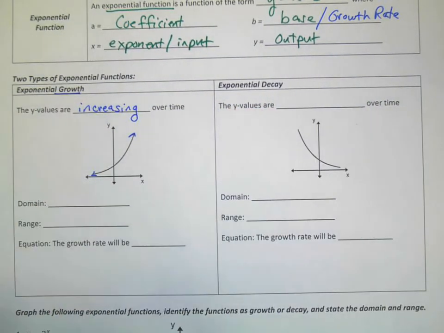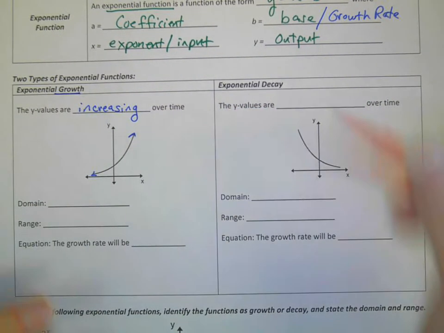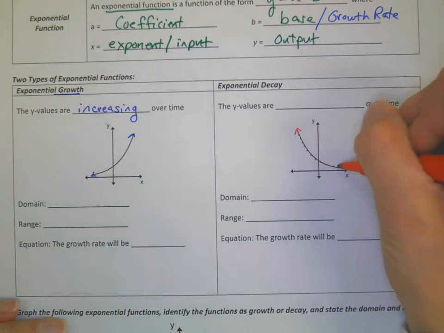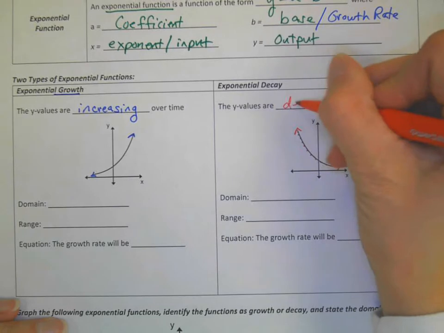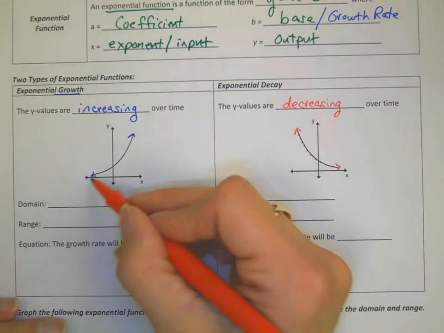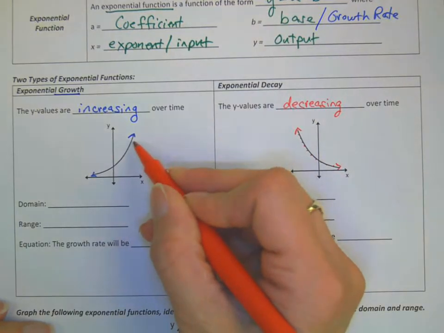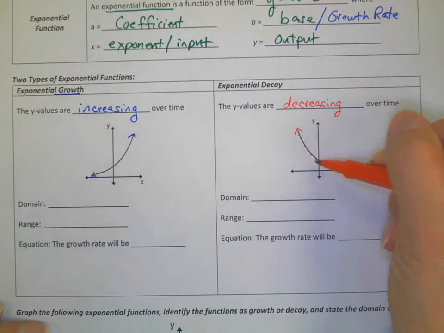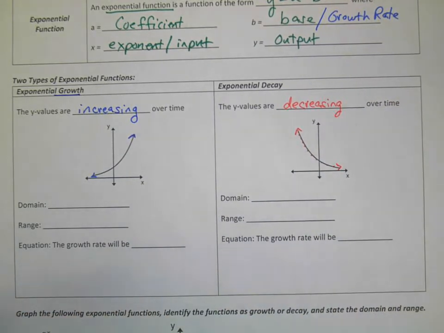over time. And I'll use a red pen for this side. Over here, for exponential decay, I notice the graph going like this. The y values are decreasing. So you could have something increasing, like when you put your money in the bank. That's what I hope happens. And then things that are decaying or decreasing over time.